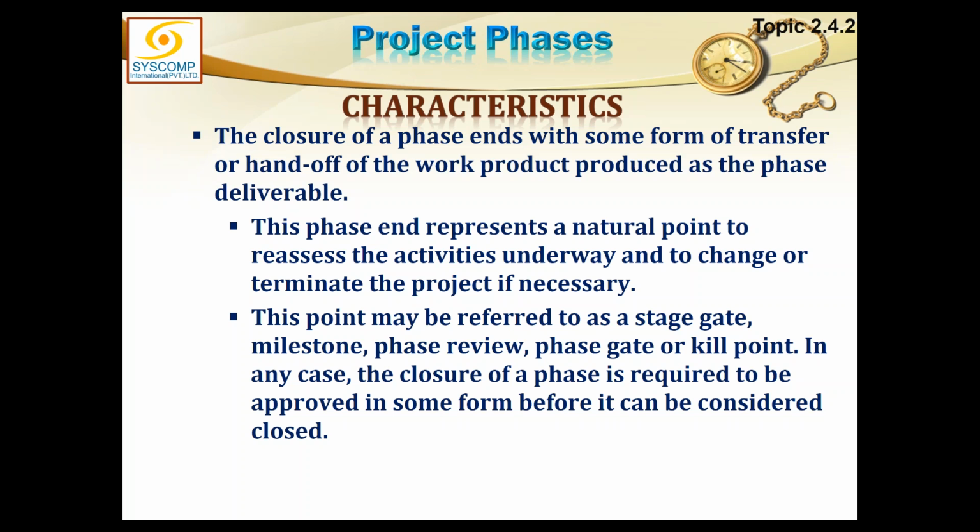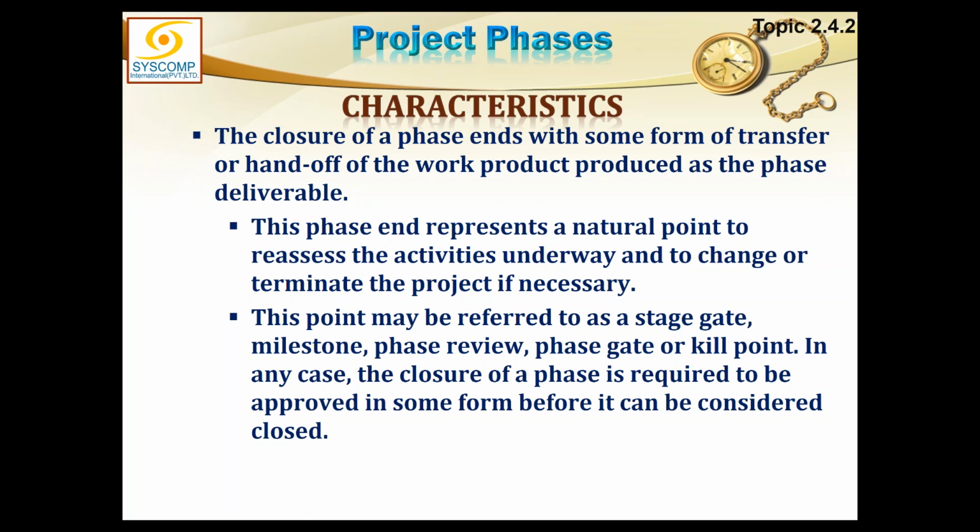These are also called gateways. When one phase closes down, that point is a gateway. You pass through that gateway into the next phase if you are allowed to. If you are not allowed to, the project terminates there. It can be finished right over there. This point may be referred to as a stage gate, milestone, phase review, phase gate, or kill point. Kill point, why? Because the project can be killed at this point.